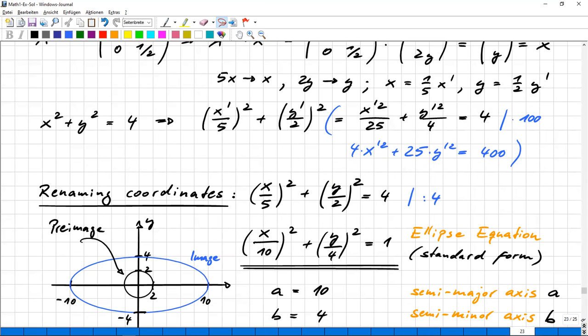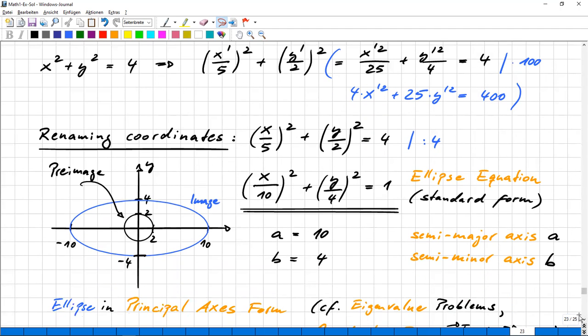And now, if you're familiar with such ellipse equations, you will recognize that every time we have this standard form, we can extract the so-called semi-major axis and the so-called semi-minor axis, these two values, mostly denoted A and B, okay? And we can just extract them and say that the semi-major axis is 10 in this case, and the semi-minor axis must be equal to 4. And this is exactly what you see in this sketch here.